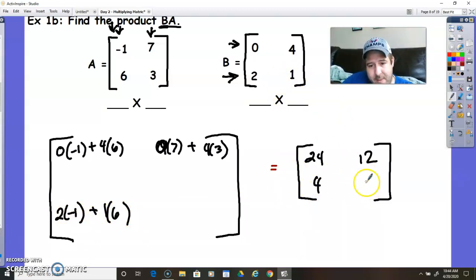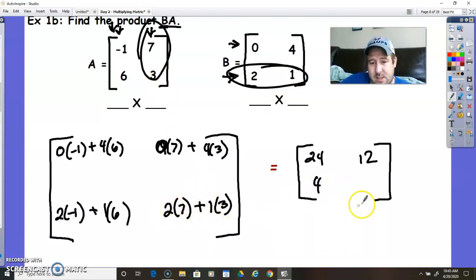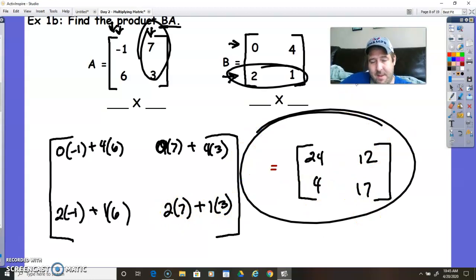All right, and then the next one is going to be second row, second column. So second row, that's this row, times this column. 2 times 7, which is 14. Add that to 1 times 3. 14 plus 3 makes 17, and there's your answer.